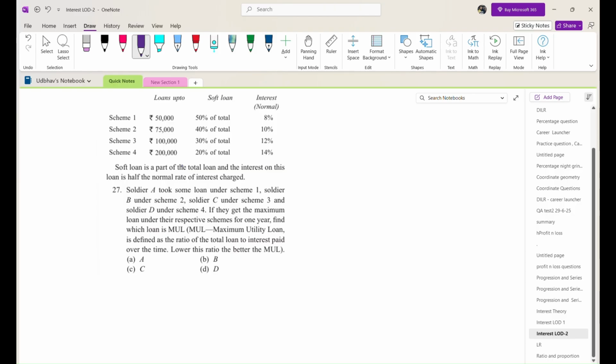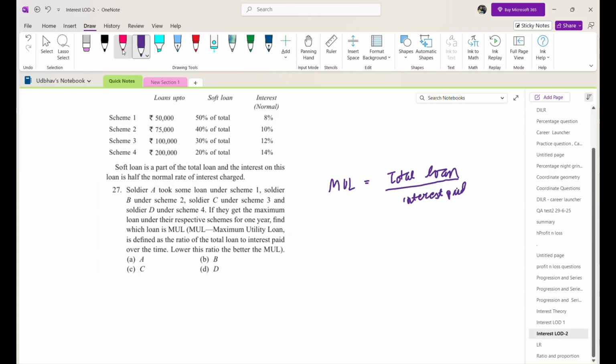Which loan is MUL? And what is MUL now? Let's see. MUL is maximum utility loan. Maximum utility loan is defined as the ratio of the total loan to the interest paid over time. MUL is ratio of total loan upon interest paid over time. Lower this ratio, better the MUL.